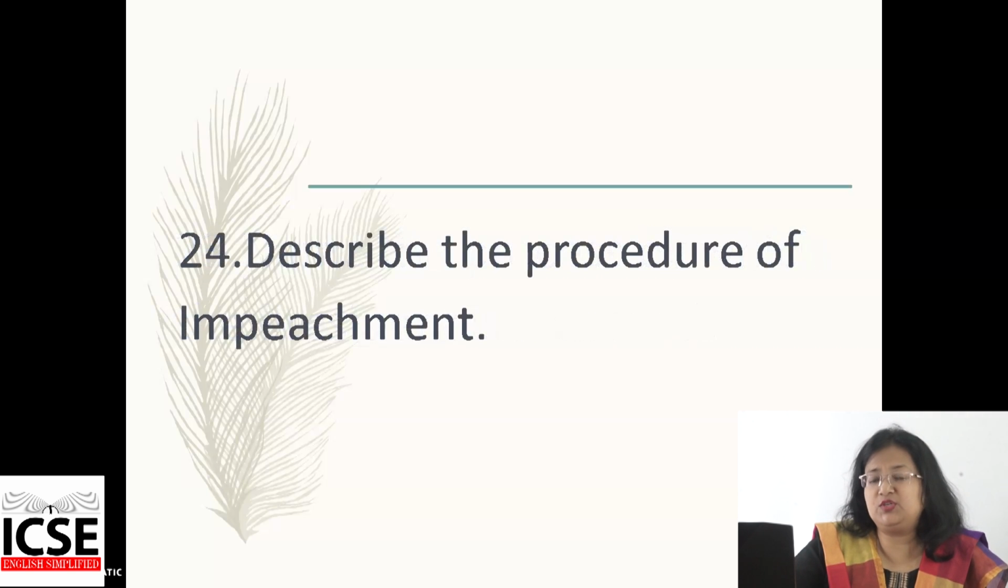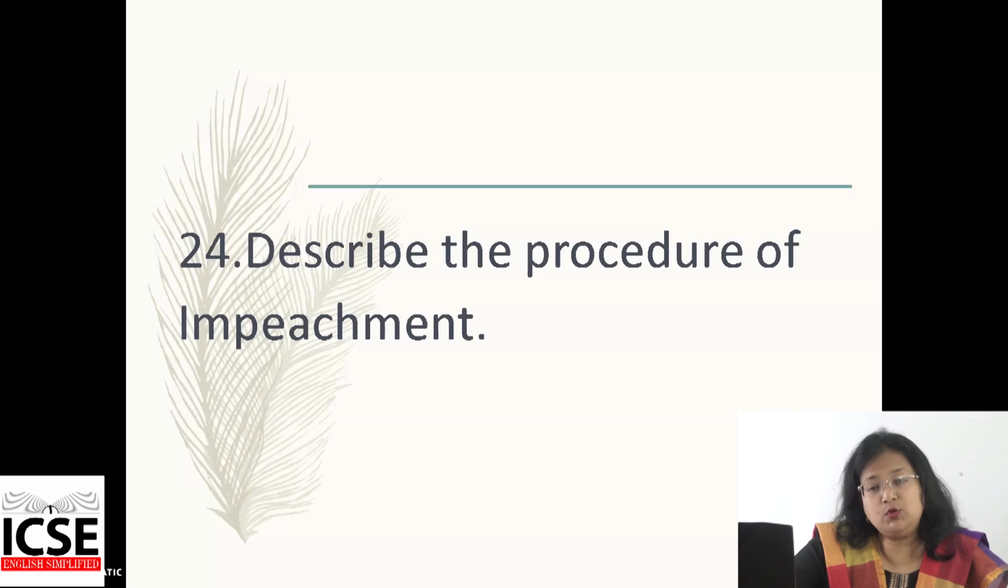Describe the procedure of impeachment. Now this could come as a 4-mark question. In this, you need to write 4 points. See, the ICSE is very clear. If it's a 2-mark question, you are expected to write 2 points. You write 3 points, you get your 3 marks. You write 2 points, you get your 2 marks. Describe the procedure of impeachment.